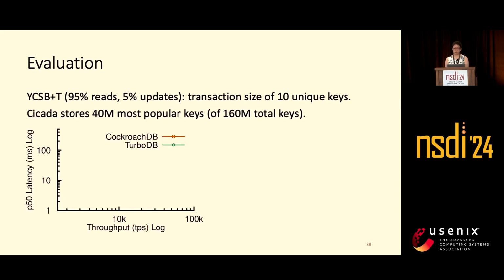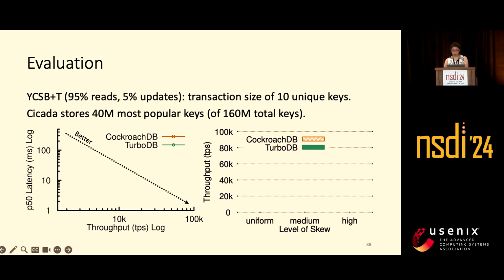In our YCSB plus T experiment, we promote the 40 million most popular keys to Cicada in order to leverage its multipliers without oversubscribing it. We plot curves of median latency versus throughput, where lower latency and higher throughput are better. To highlight performance differences, the graph on the right plots throughput versus level of skew.